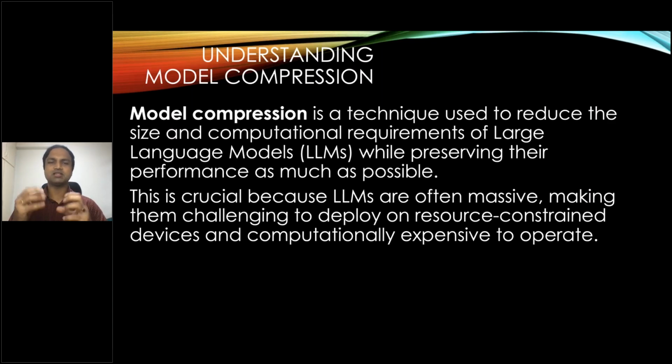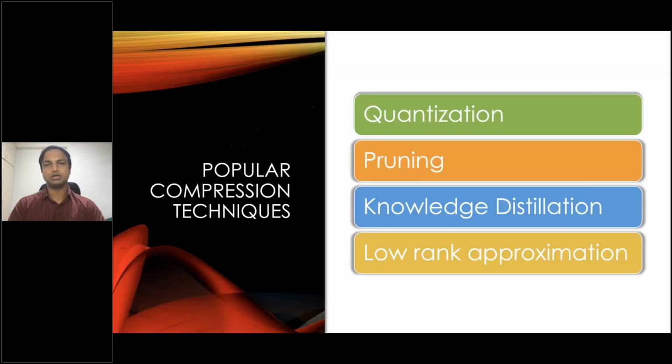So compression is just a way of representing your model in a different kind of dimension, which reduces the resource and computational constraints. In a way, it is just to reduce your size and computational requirements. Some of the techniques that we'll be looking at today are quantization, pruning, knowledge distillation, and low rank approximation. These are just a few of the techniques that we know. There are many more than these as well.